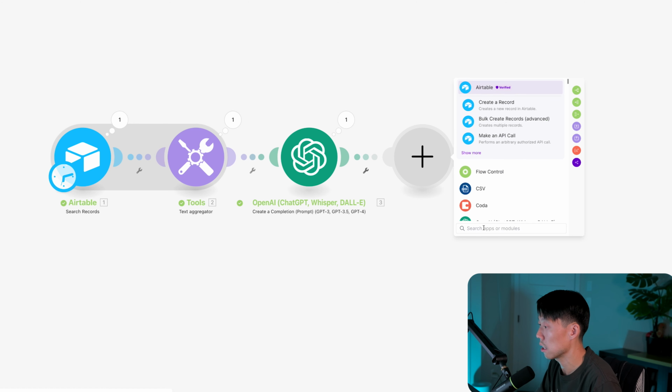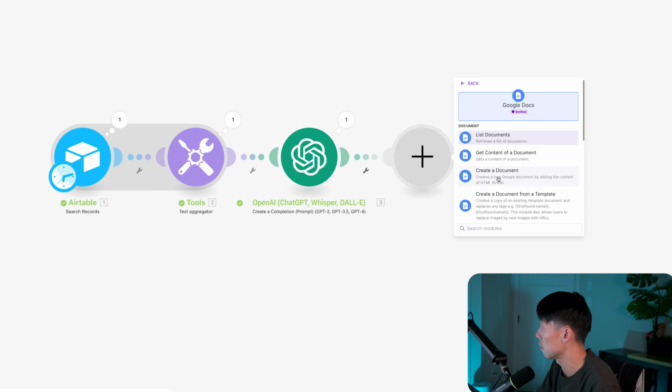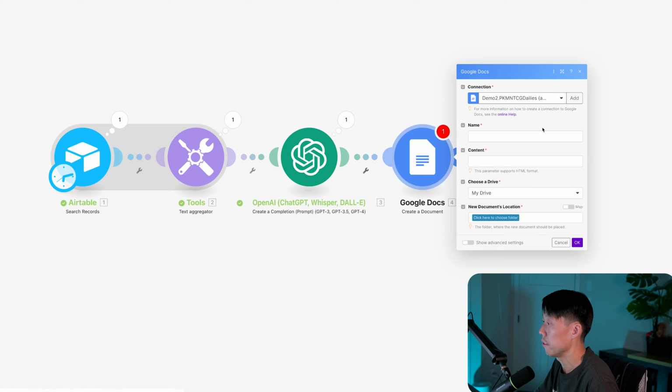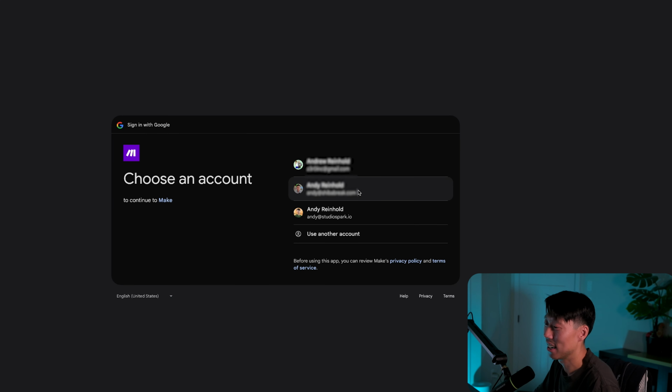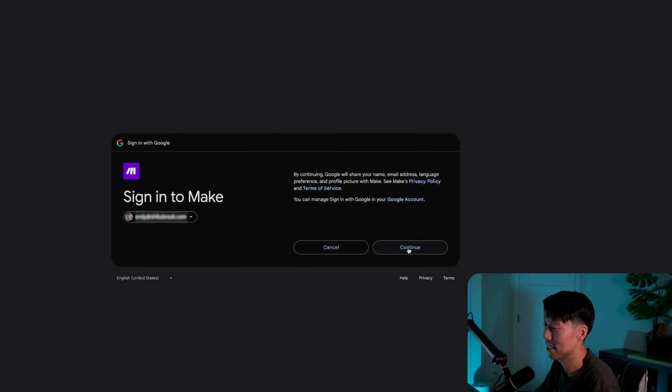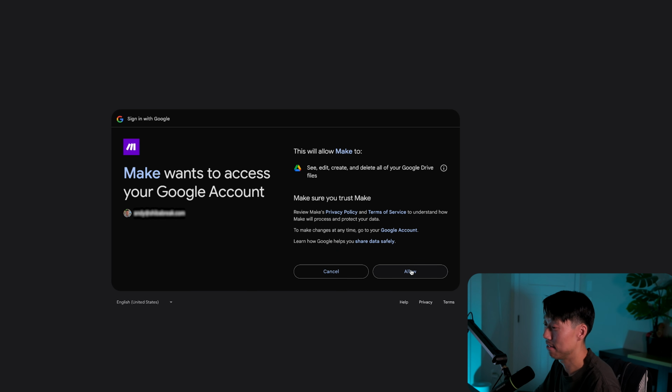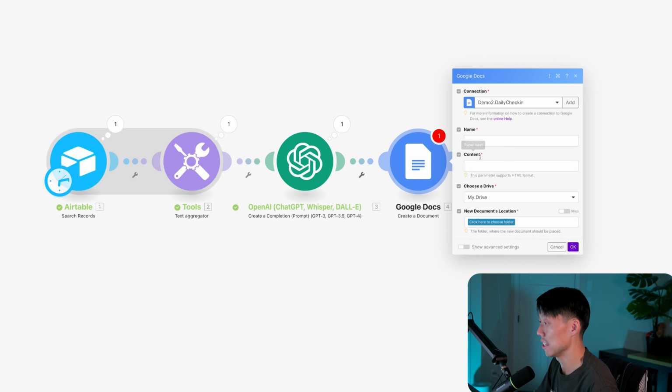So let's do create a doc, Google Doc. Let's go to create a doc, okay? If you don't have a connection, go ahead and make one, and I will do so. Demo 2, let's call it, I should know this by now. Daily check-in. Sorry, it's been a long day. Let's authenticate. I'm going to have to authenticate with this account here. Connection made.